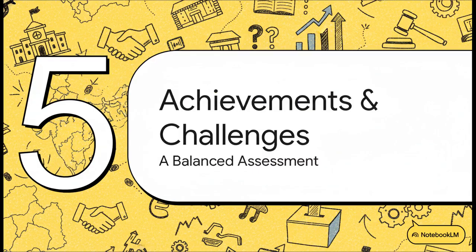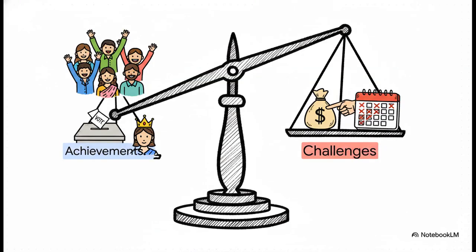So this was a huge, great experiment in democracy. But how has it actually worked out? Let's take a balanced look at both the achievements and the challenges. So, if we look at the balance sheet, we can see both sides. On the achievements side, giving constitutional status to local bodies has really deepened our democracy. And it has significantly increased women's representation in politics, which is a huge success.